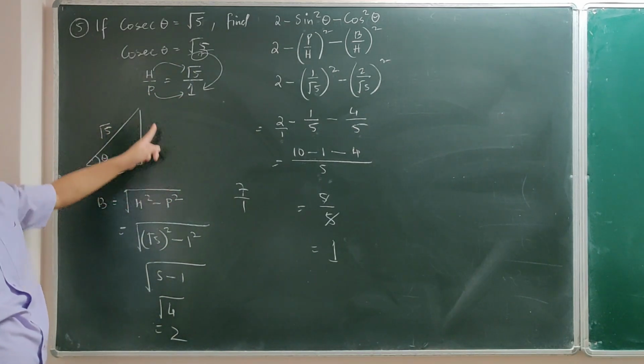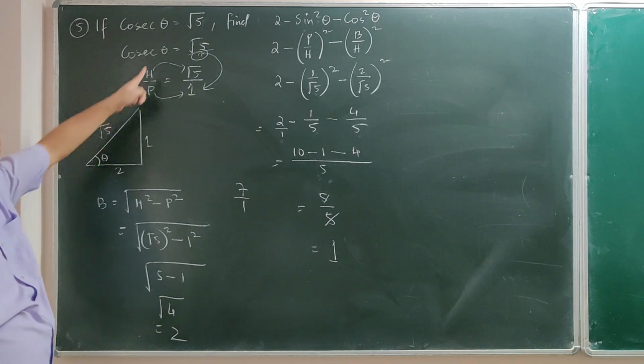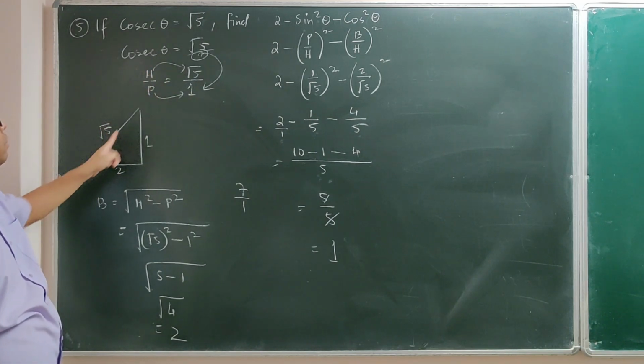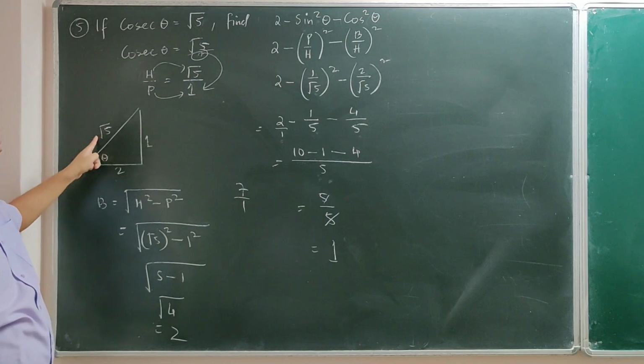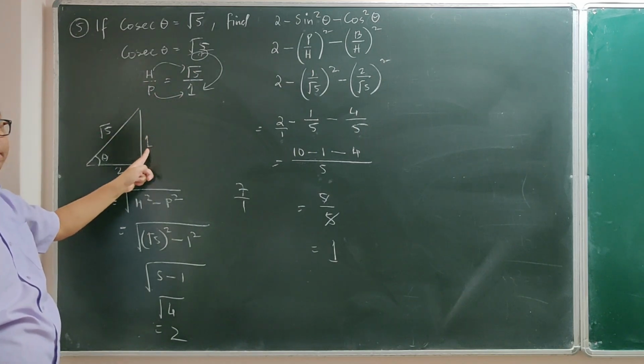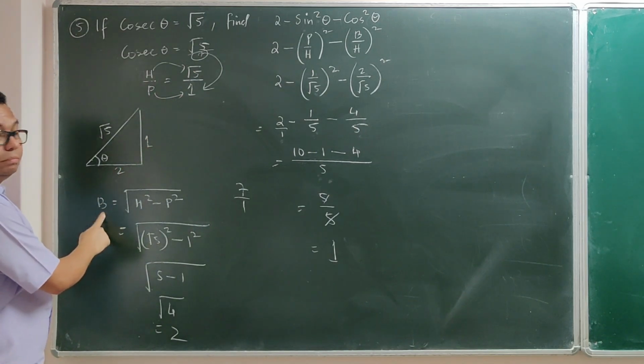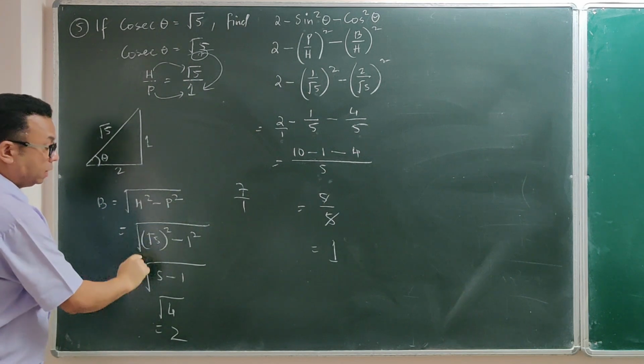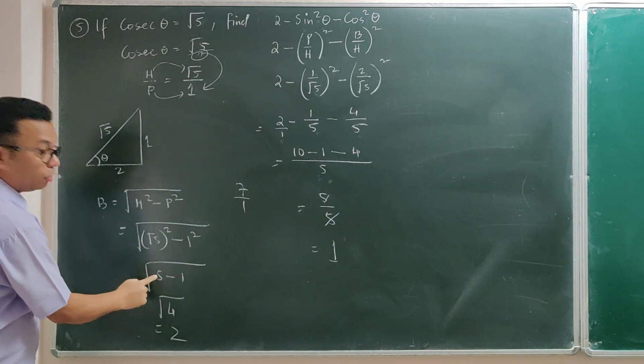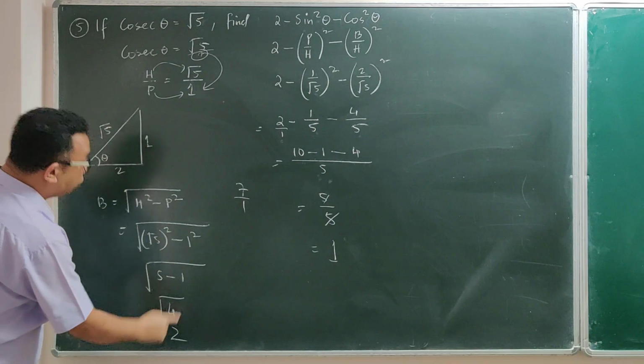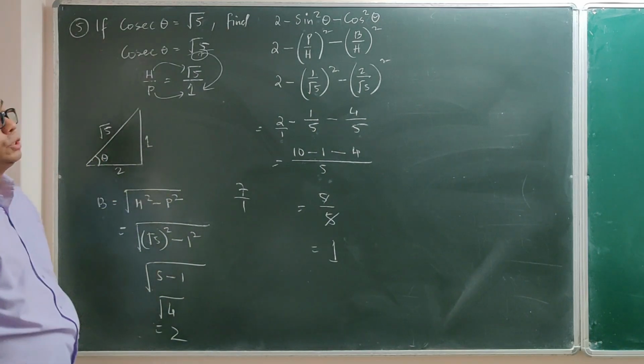So let's make a diagram. If this is taken as theta, our angle as you can see is theta. If hypotenuse is root 5, then perpendicular is 1. Then using Pythagoras theorem, base equals root of hypotenuse square minus perpendicular square. Root 5 square is 5, root 5 into root 5 is 5, minus 1 is 4, square root of 4 is 2. So base is 2.